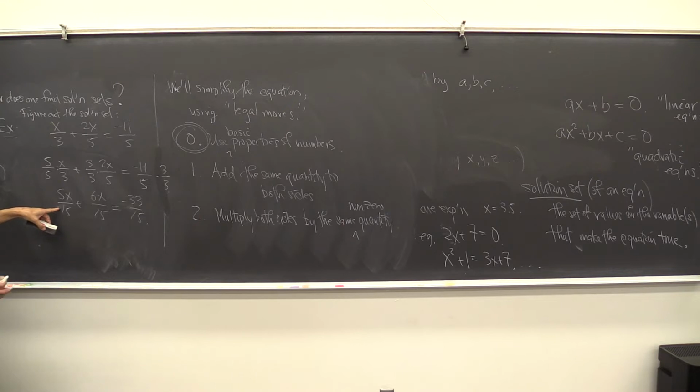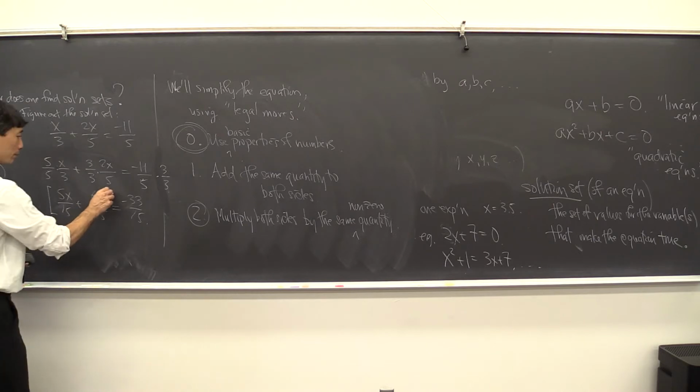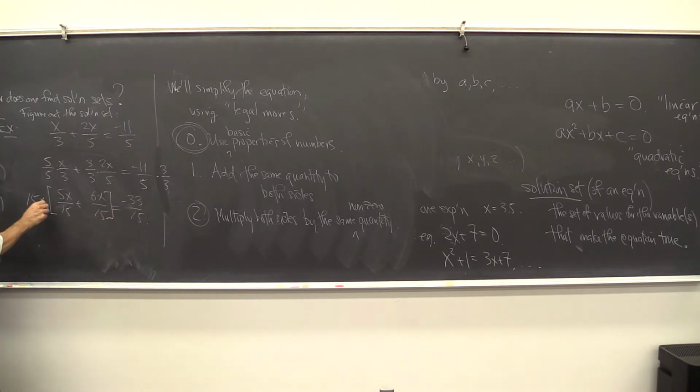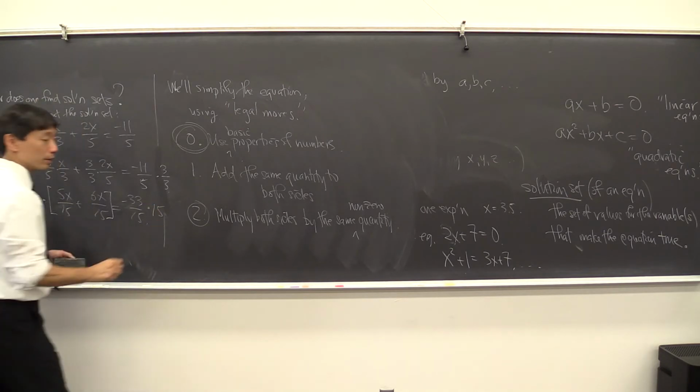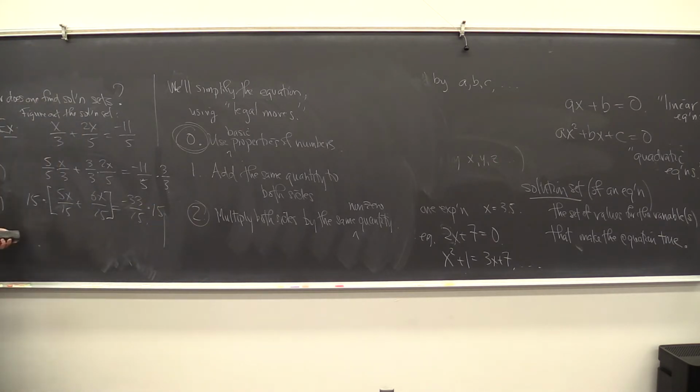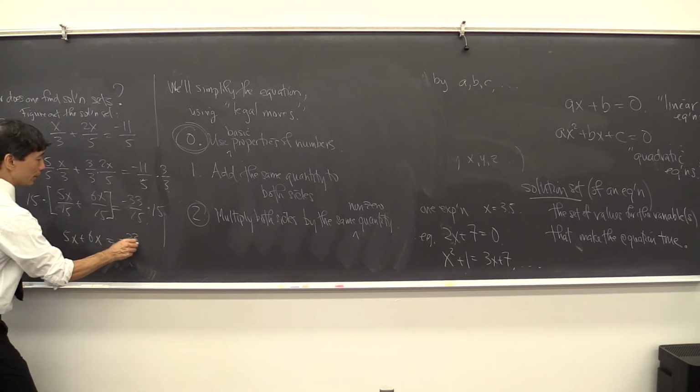Okay. And then here, say I multiply both sides by 15. So I'm going to use property number 2. It's a legal move to multiply both sides by the same number. So I multiply both sides by 15. 15 times this, and then I multiply this thing by 15. Right? You see what happens. You get some cancellation. Right? 5x plus 6x equals negative 33.